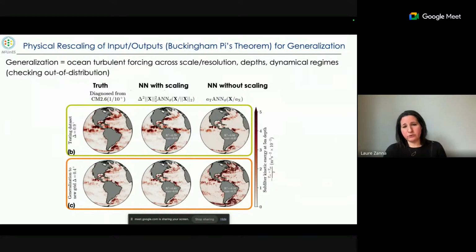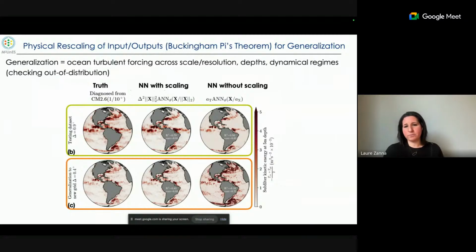But what I wanted to highlight is that unlike regular machine learning tasks, where usually you take your inputs and outputs and train a neural network on it, and all you have to do is standardize your input and output by removing the mean and scaling by standard deviation, for the type of problem that we're doing, if we want them to generalize across different scales, different resolution, different depth, different type of turbulence regime, that's usually not enough.